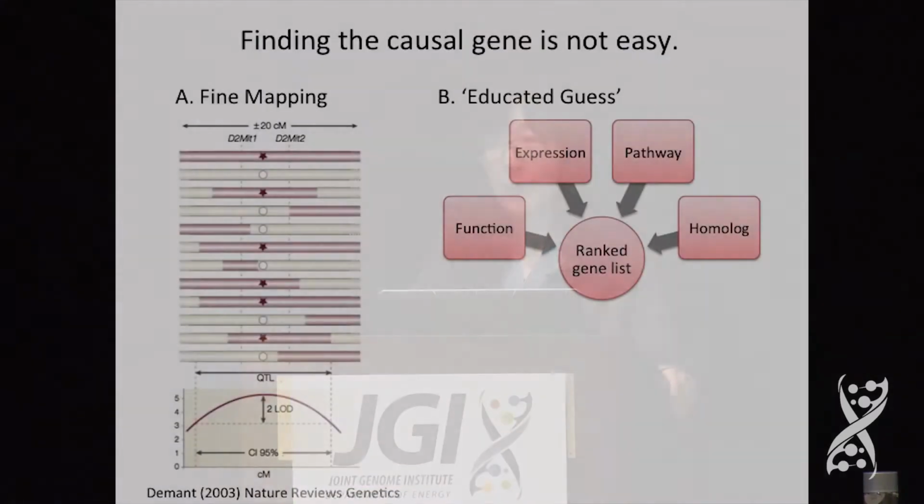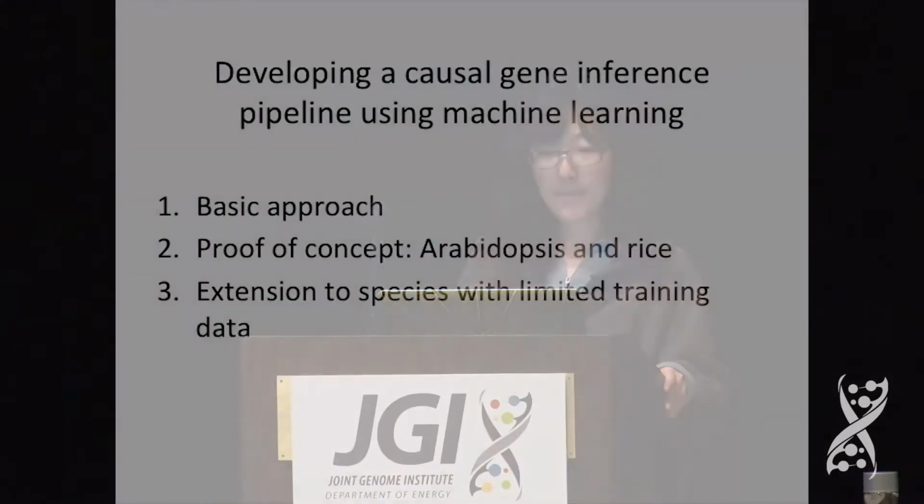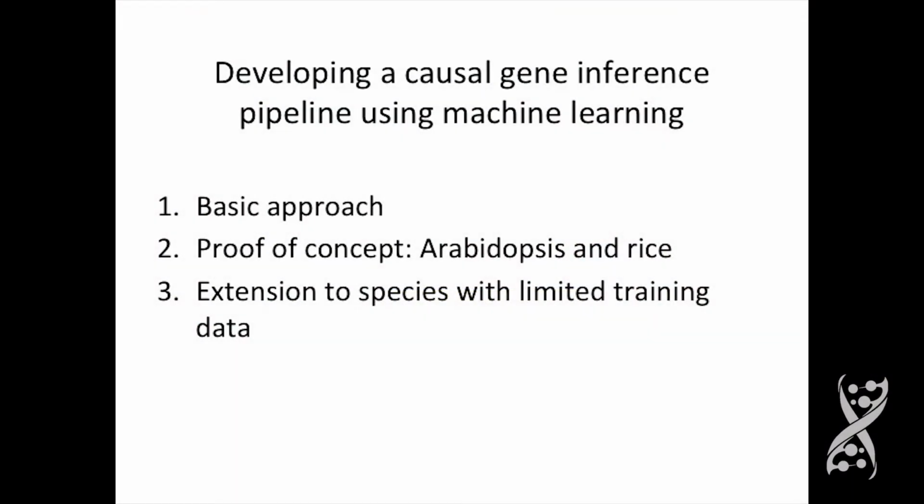And so people have also taken some educated guesses about the functions and expression patterns and pathways of the genes in a QTL region. And this has worked sometimes, but it can be quite subjective, as you can imagine, and somewhat biased and not too scalable. So we thought that perhaps we could use a machine learning approach to try to make this educated guessing process a little more systematic and objective as well as scalable. So today I'm going to be telling you about the basic approach that we're using to develop this causal gene inference pipeline using machine learning, and then how we tested the approach on Arabidopsis and rice as proof of concept. And at the end, I'll try to describe how we're thinking about extending this approach to species with very limited or no training data.